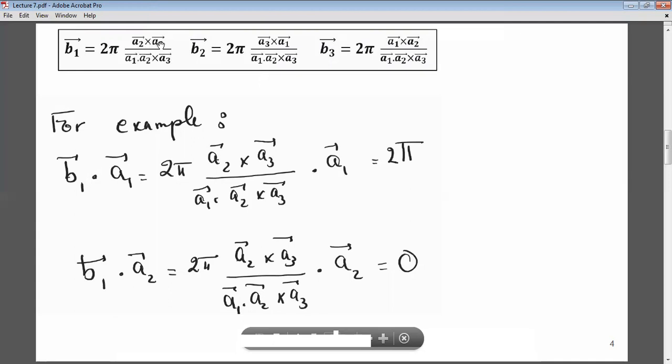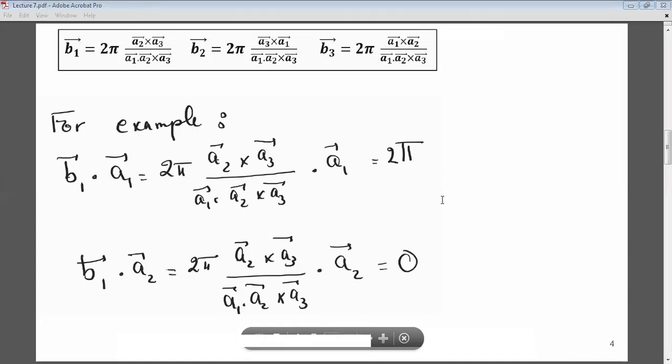B1 is 2π (A2 cross A3) divided by A1 dot (A2 cross A3), okay? And now I want to dot it with A2. Here I just have to remember that A2 cross A3 is a vector perpendicular to A2 and perpendicular to A3. So if I take the dot product with A2, it will give me 0.